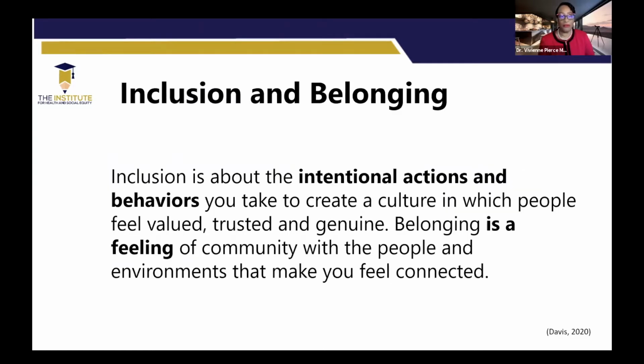Again, people confuse inclusion and belonging. They are not the same, but similar. Inclusion is about the intentional actions and behaviors you take to create a culture in which people feel valued, trusted, and it is genuine. Belonging is a feeling of community. Belonging is a feeling, and inclusion is an action. Belonging is a feeling of community with the people and environments that make you feel connected.